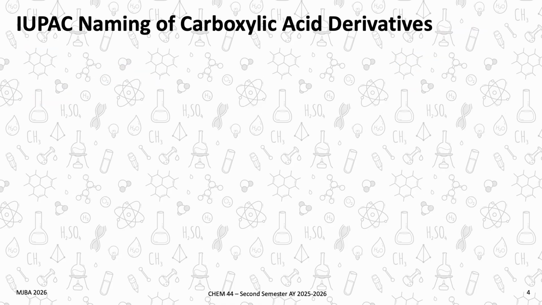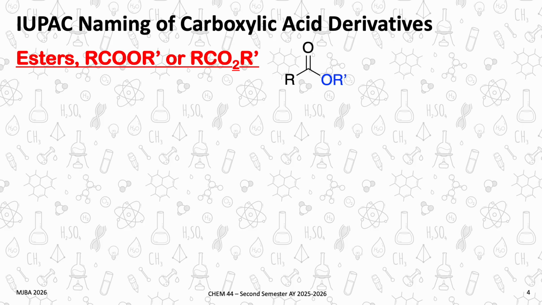So naming carboxylic acid derivatives, let's go first with ester. RCOOR prime or RCO2R prime. This is the general structure for ester. Now there are two groups that we need to identify. The R, which is part of the original acyl group, and the R prime, which is part of the electronegative group that is attached to the acyl group.